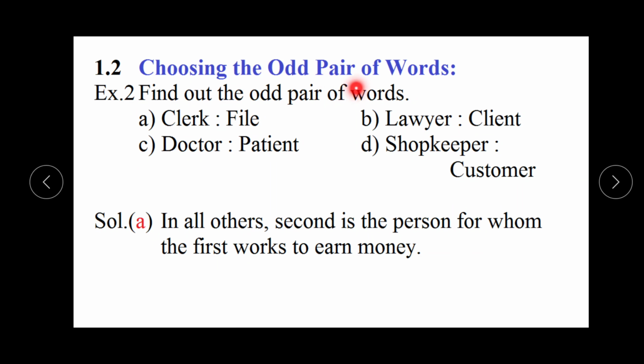Choosing the odd pair of words. In the previous question, we dealt with a single word, but this is a pair of two words. Here the first option is clerk, file; lawyer, client; doctor, patient; shopkeeper, customer. The lawyer, doctor and shopkeeper work to earn money from the client, patient and customer. But in the first option, the clerk does not earn from the file. He works on the file.